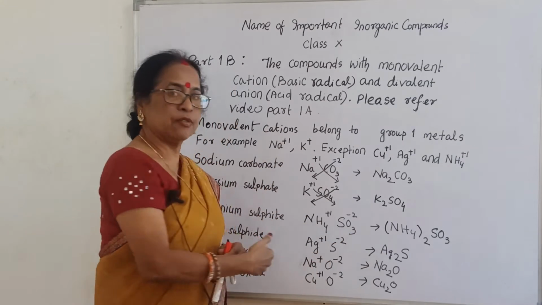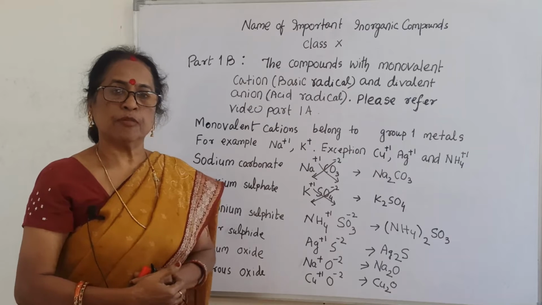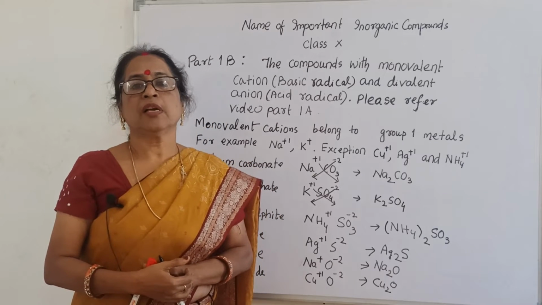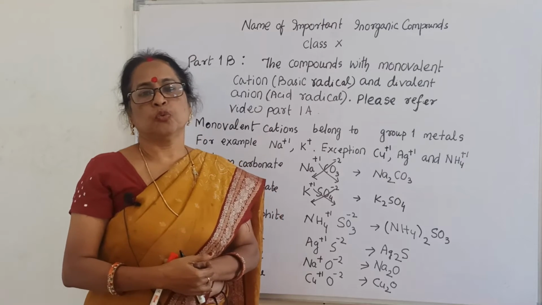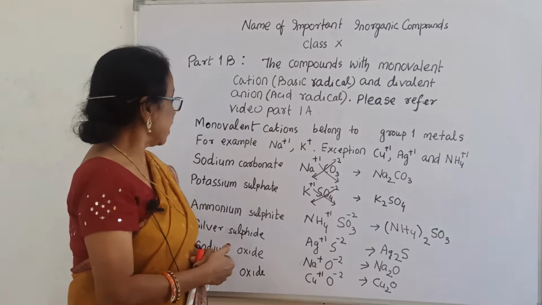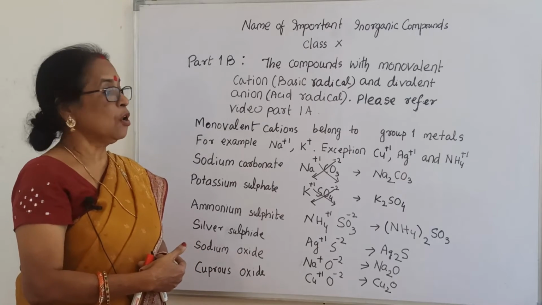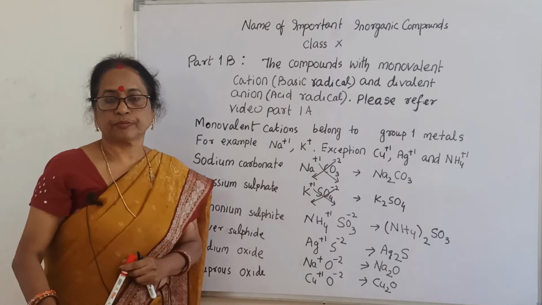Now similarly, silver sulfide, sodium oxide, cuprous oxide. Cuprous means plus 1 and cupric means plus 2. I hope it is clear. Next we will see other anions, divalent anions, and how we will use them.